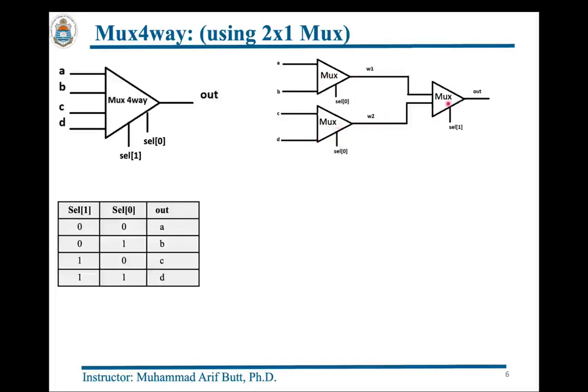Over here, this is again a 2 by 1 mux, and here I have placed the second selection line, that is sel 1. So if I place a 0 over here, whatever is on W1 will be placed on out, and if I place a 1 over here, whatever is on W2 will be placed on out.